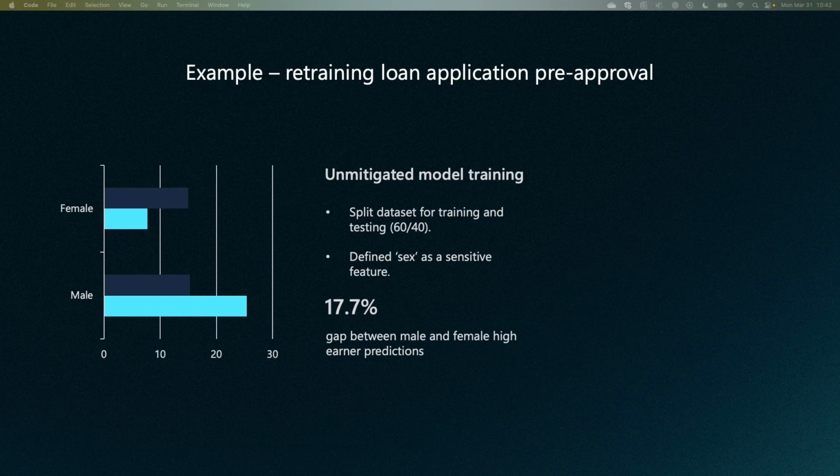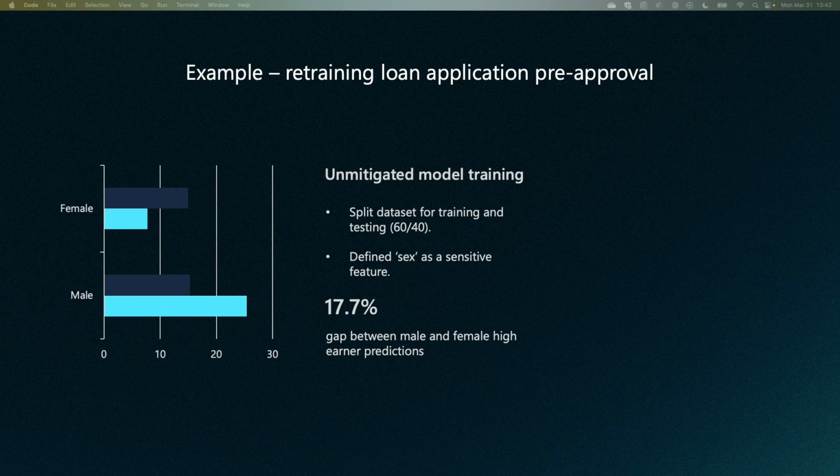Now, if you recall, in the session, we were talking about a loan pre-approval system. This pre-approval system would take information from a customer and then decide if they were a high earner or a low earner. And based on the response or the prediction, it would be able to suggest specific products based on the results.